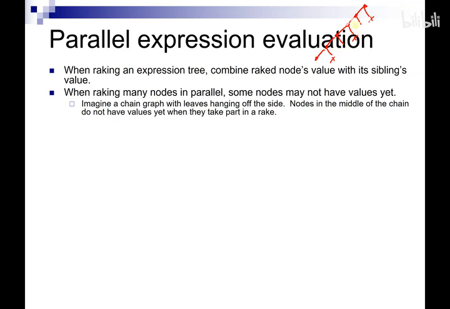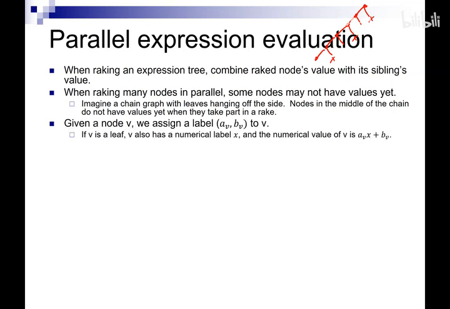But the problem is that as you rake these children, some of them might not have values yet, because they're internal nodes that don't have values yet. So in that case, what we're going to do is assign an abstract label to a node. This abstract label is going to help us keep track of the actual value of the node. The label that we assign to a node is just 2 numbers. So for each node v, we're going to assign a label a of v and b of v.